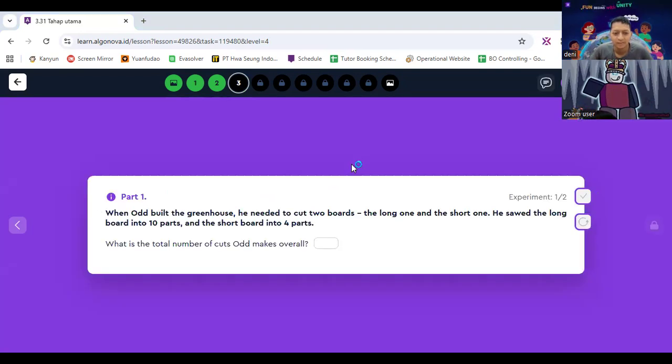When Old built the greenhouse, he needed to cut 2 boards, the long one and the short one. He sawed the long board into 10 parts and the short board into 4 parts. What is the total number of cuts Odd makes overall?